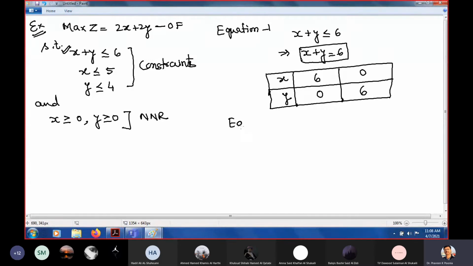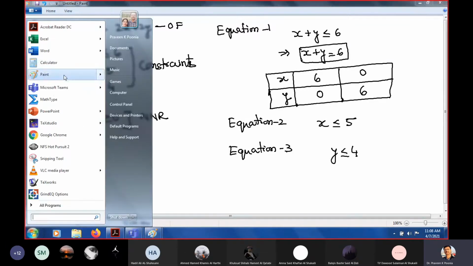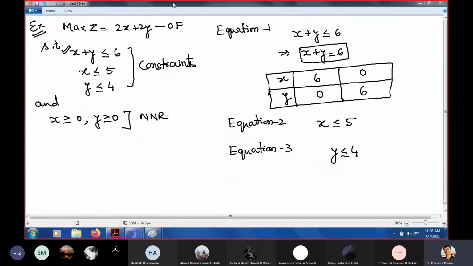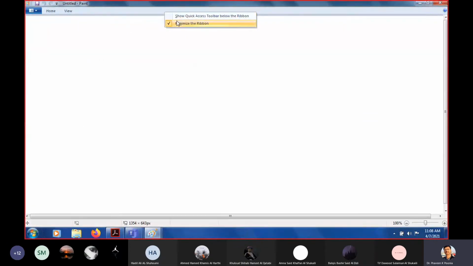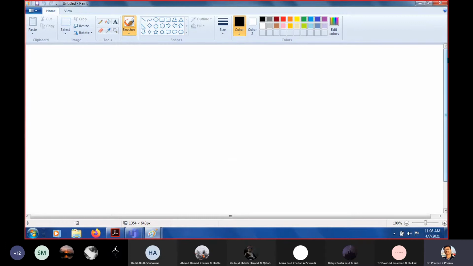Okay, now equation 2, there is no need to solve. They have written x less than or equal to 5. And equation 3 also no need to solve. They have written y less than or equal to 4. So these values have been given: 6, 6, 5 and 4. Now we need to draw this on the graph.